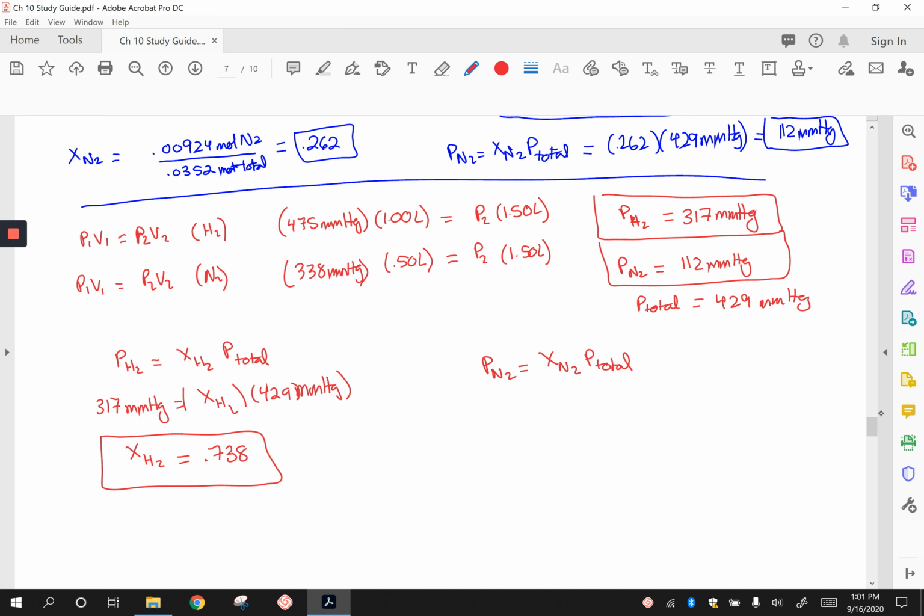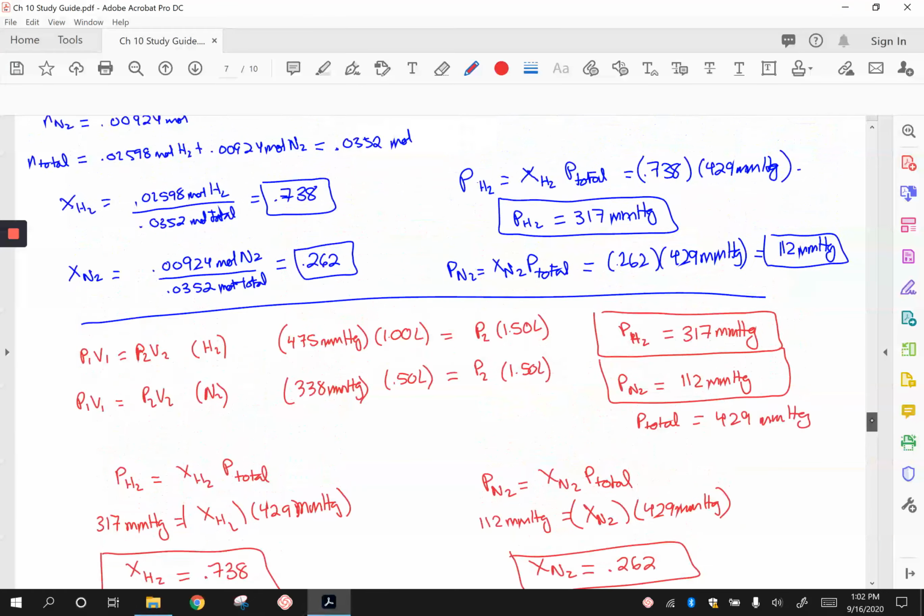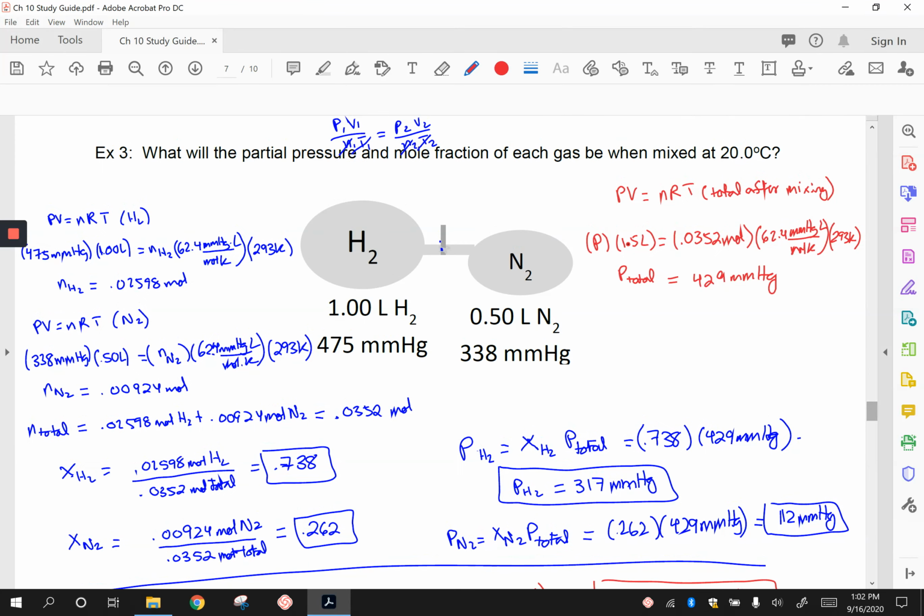So this partial pressure is 112 equals mole fraction times 429 millimeters of mercury is my total. And my mole fraction of nitrogen ends up being 0.262. So a little bit shorter method, but both are equally correct, and both are really, really cool. It's a really good problem.